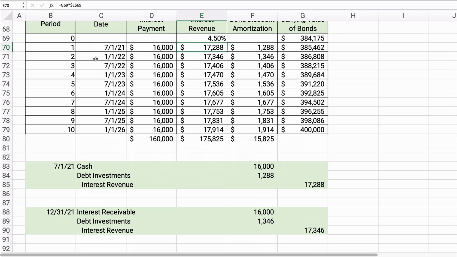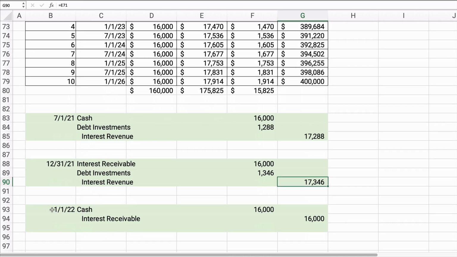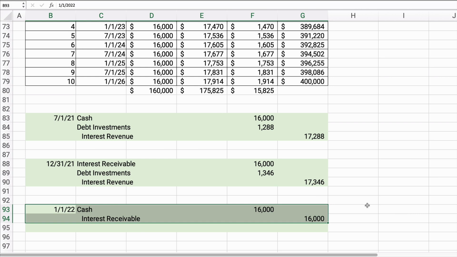The second one would be the same journal entry, except technically we get paid on January 1st, but we recognize the interest receivable for $16,000, and then the debt investments for $1346, and then interest revenue for the year, for the 6 months at the end of the year, $17,346. So that's how you do it. And then the very next day, you actually receive cash and write off that interest receivable number.